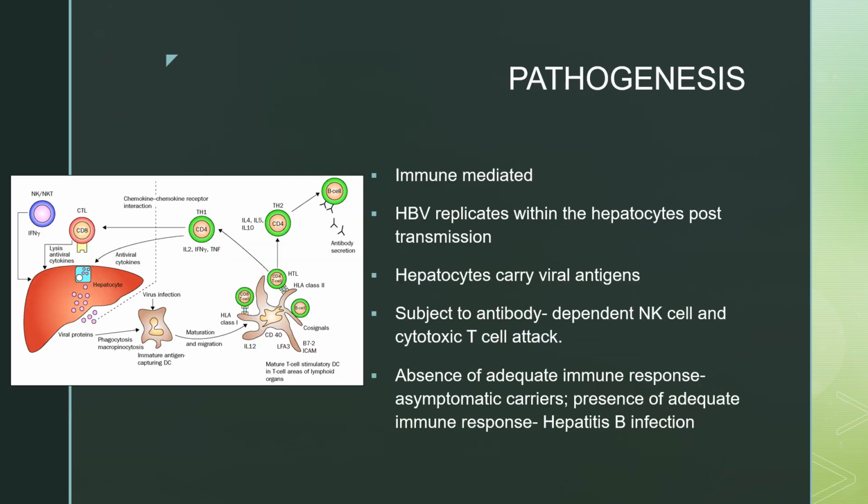Next is the pathogenesis. Actually, this is an immune mediated pathogenesis. Once the transmission of the HBV virus occurs in a human body, it replicates within the hepatocytes, and the hepatocytes carry the viral antigens, and this gets subjected to antibody dependent NK cells and also cytotoxic T cell attack. So, if an adequate immune response occurs, hepatitis B infection takes place. But in cases of absence of adequate immune response, the disease turns into asymptomatic carriers.